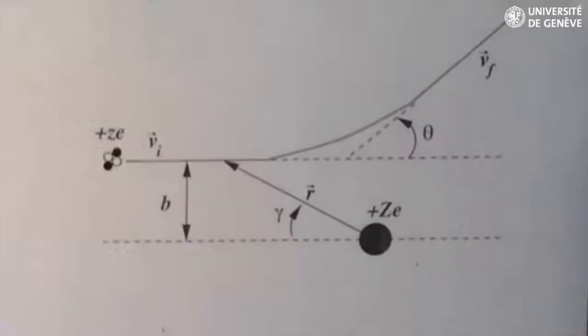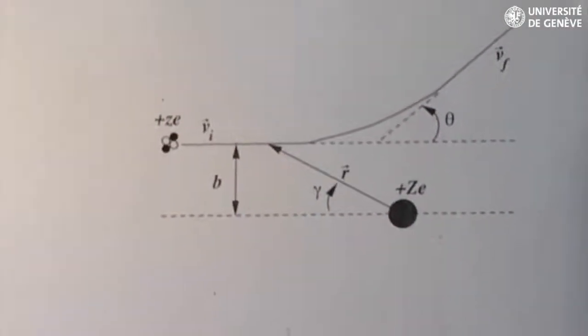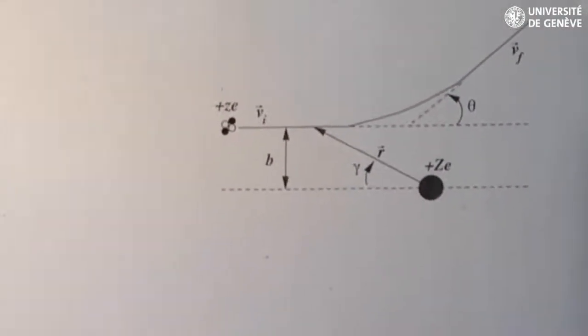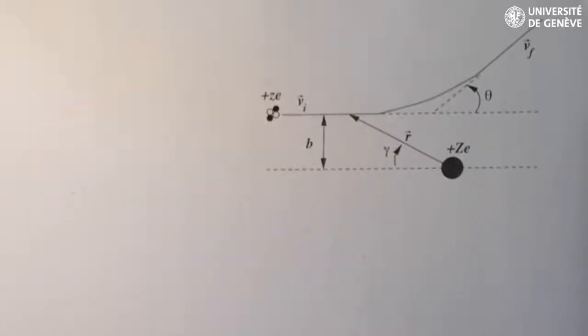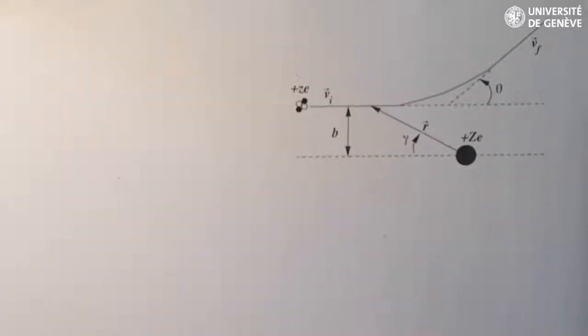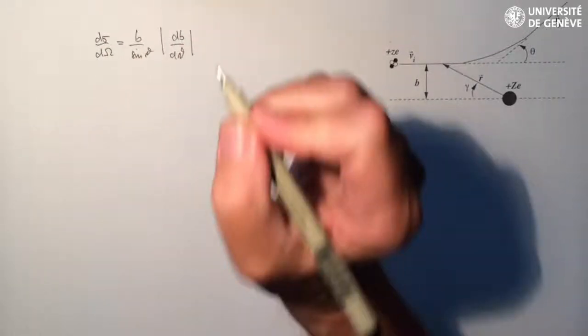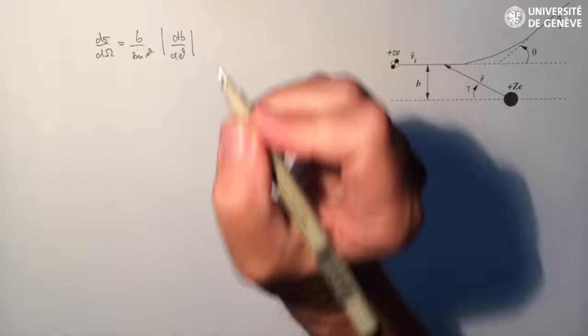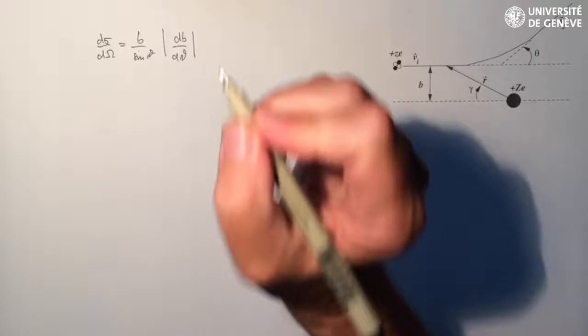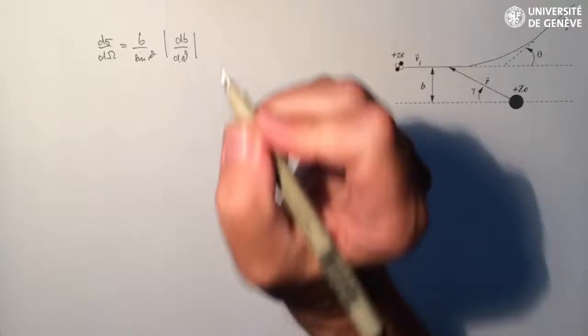We will calculate, with the classical arguments à la Rutherford, the cross-section of a small nucleus of charge lowercase z scattering off a heavy nucleus of charge capital Z. The basis of this calculation is the relationship between the differential cross-section and the dependence of the impact parameter b on the scattering angle theta.